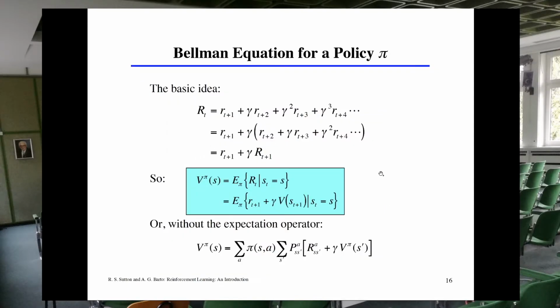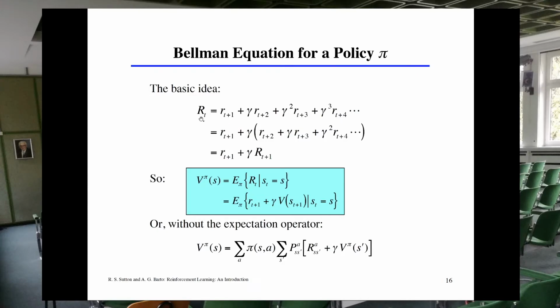There is a very important equation in reinforcement learning that is called the Bellman equation, and we define the Bellman equation for a policy pi as this. So we will see how we can come to this definition.